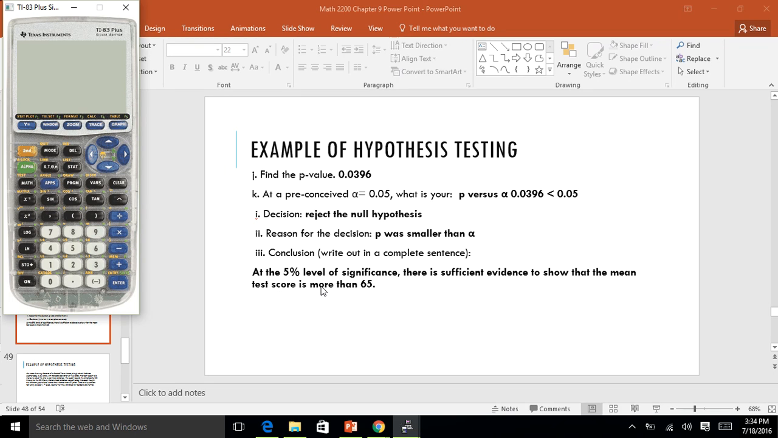This is a lot like what we did with the z-test. It's just we're not using a population standard deviation. There are very slight differences, but not a lot.